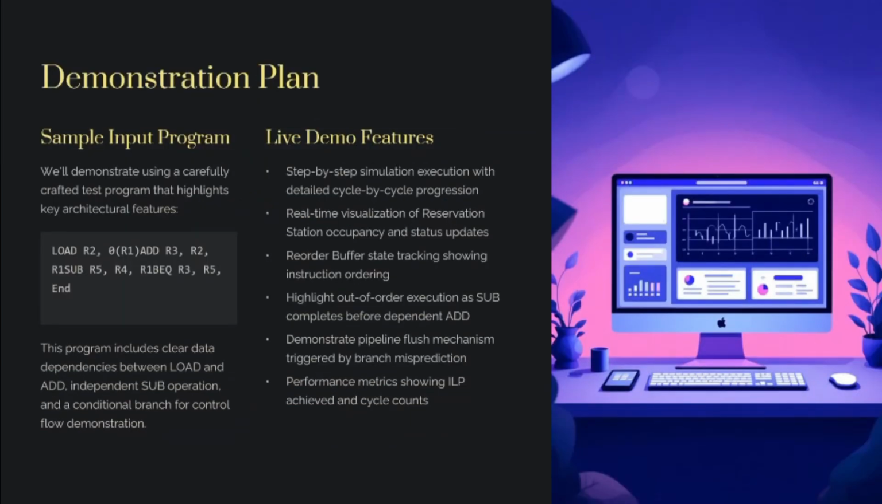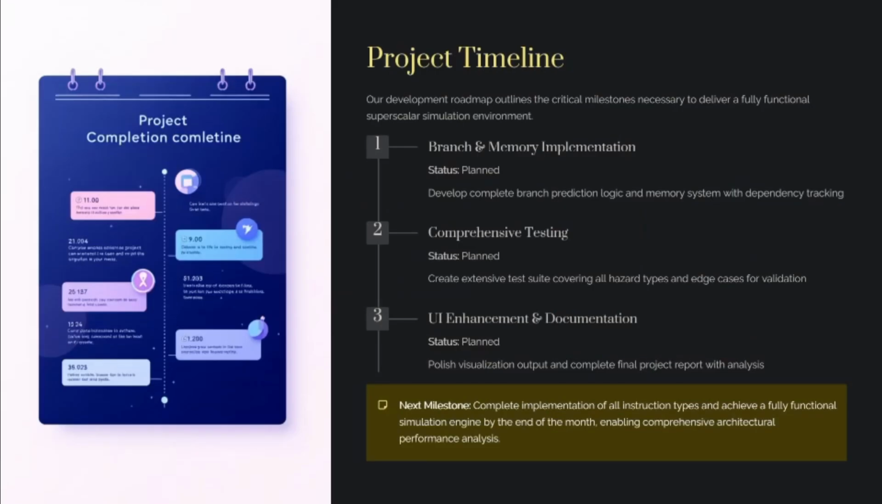In a demonstration, we'll run a small assembly program that includes load, arithmetic, and branch instructions. The simulator will show the pipeline activity cycle by cycle, highlighting how instructions issue, execute, and commit. You will clearly see out of order execution where independent instructions finish earlier and how the reorder buffer maintains correct program order. Finally, we will also show a branch misprediction scenario and how the pipeline flushes and recovers.